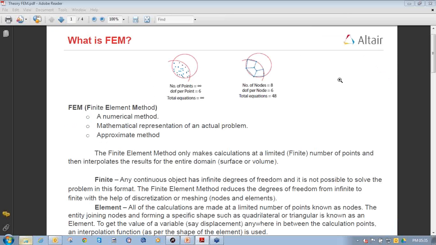So we will start with what is FEM. FEM stands for finite element method. Finite element method is a numerical method. It is a mathematical representation of actual problem, and it is an approximate method. It is also termed as FEA. Both are the same terms. So FEA stands for finite element analysis and FEM stands for finite element method. Both are same. So we will start with the definition of FEA.